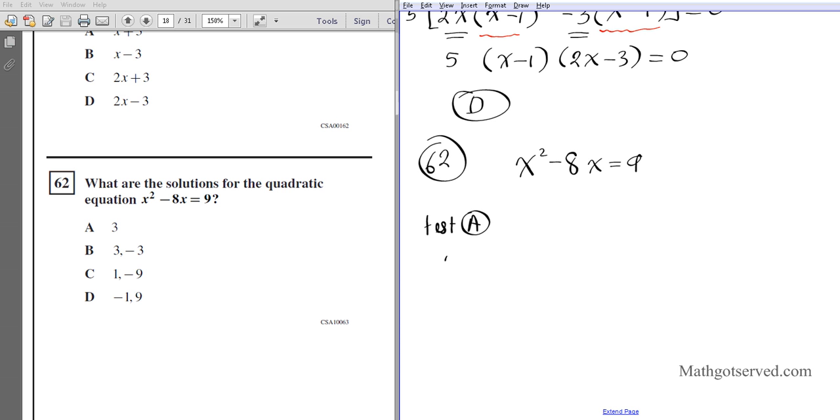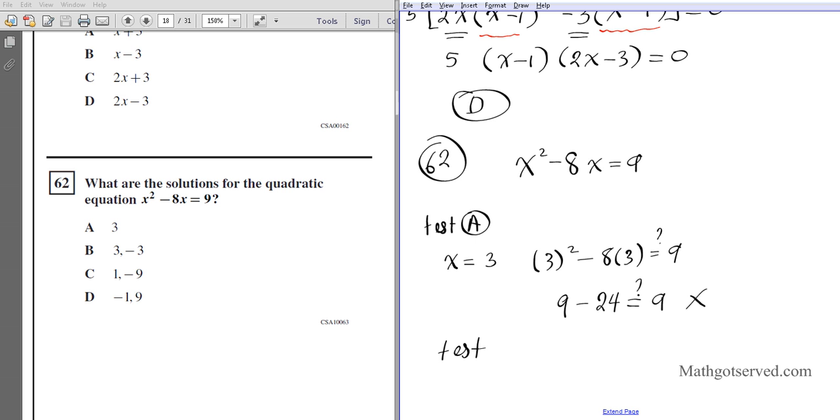Test A. A is x equals 3. So let's plug it in and see if we have a true statement. Question is 3 squared minus 8 times 3 equals 9. Is this a true statement? 3 squared is 9. 8 times 3 is 24. Is 9 minus 24 equals 9? Absolutely not. 9 minus 24 is negative 15. So this is wrong. Now what do we do?